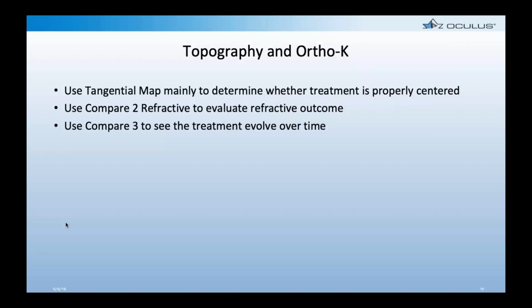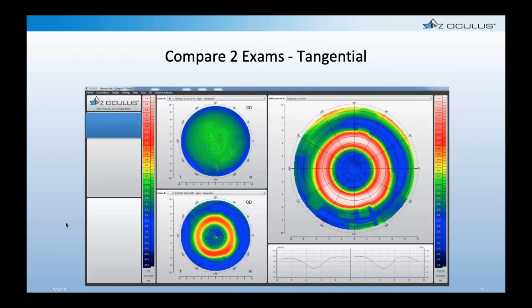So this is a map which you would use a lot, I would think, if you're doing ortho-K and using the keratograph. This is our compare 2 exam screen. And again, within the compare 2 exams, if you look at the map in the upper left, this is our pre-treatment corneal topography. It shows the eye, it shows the date, and within that drop-down menu above the image, you could switch it to any topography that patient has on file.